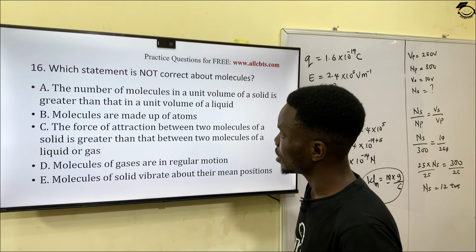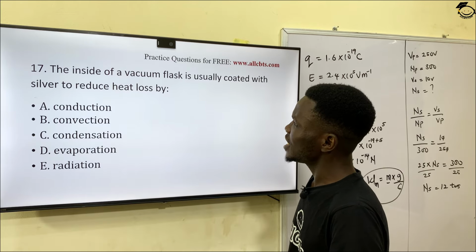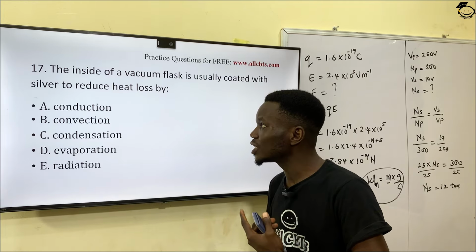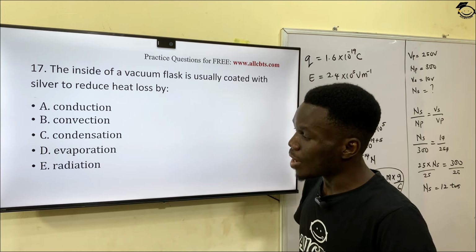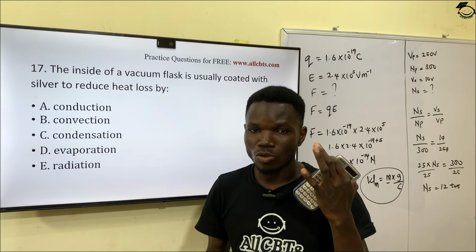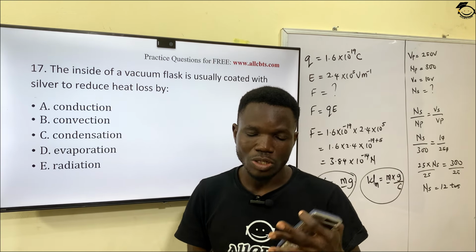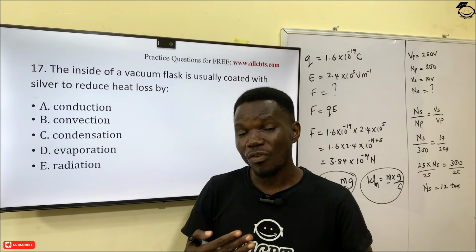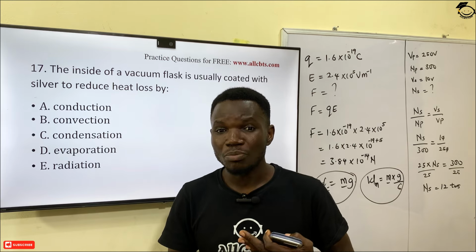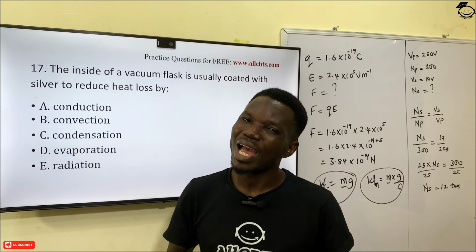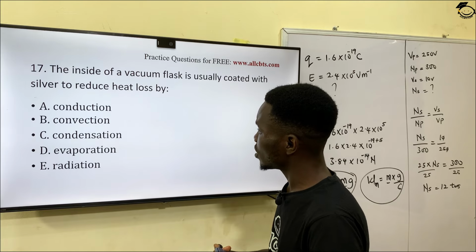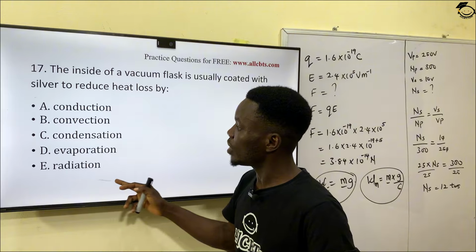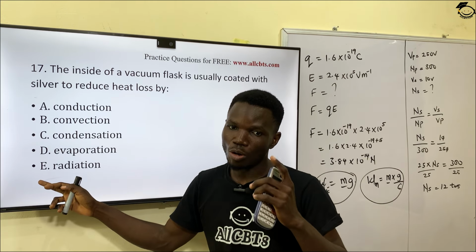So that takes us to question number 17, which says the inside of a vacuum flask is usually coated with silver to reduce heat loss by dash. Now we have three ways in which heat can be lost. We have conduction, convection, and radiation. Now when you coat the inside of a vacuum flask with silver, what you are simply doing is preventing heat loss by radiation. So the correct answer to this question is option E, radiation.